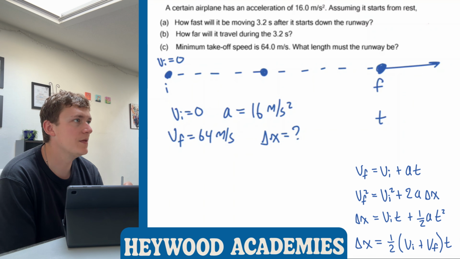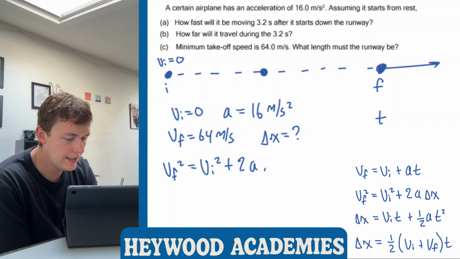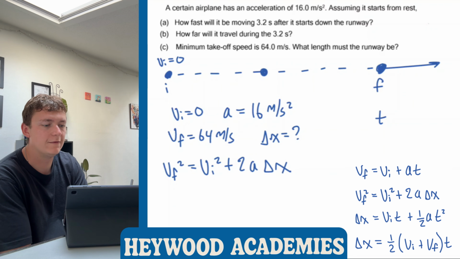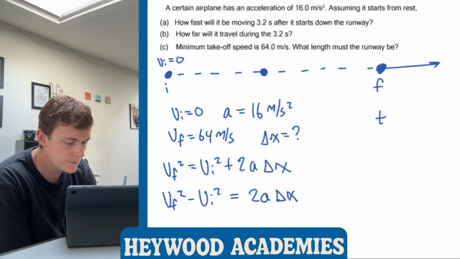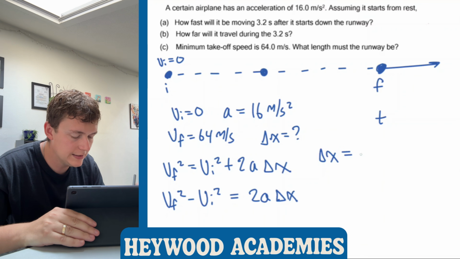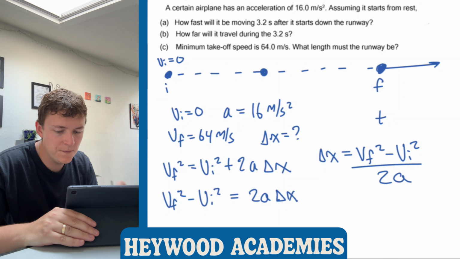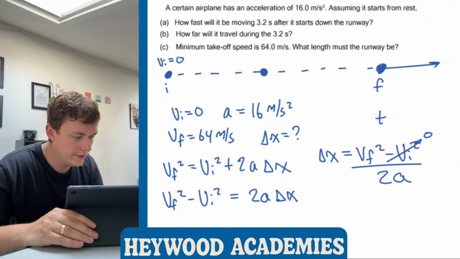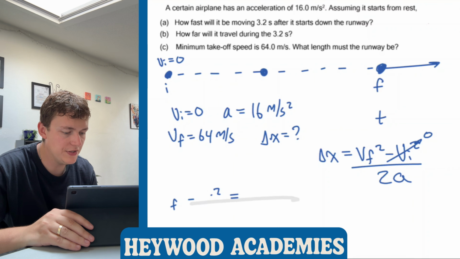So we look at the equation. The one that doesn't have time is this one, v final squared equals v initial squared plus 2a delta x, and then we want to rearrange that for delta x. So we can bring the initial speed over to the left side, and then we can divide by 2a. So what we'll end up with is delta x is equal to v final squared minus v initial squared over 2a. And then we also have a 0 over here, so that whole term is going to disappear from our equation. Now we can go ahead and plug in our numbers and get that displacement.